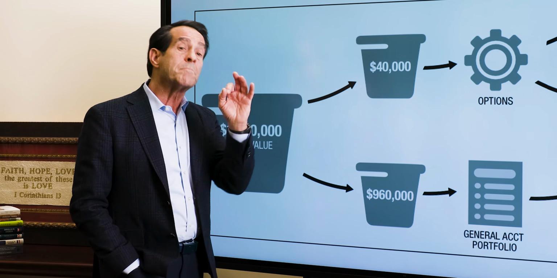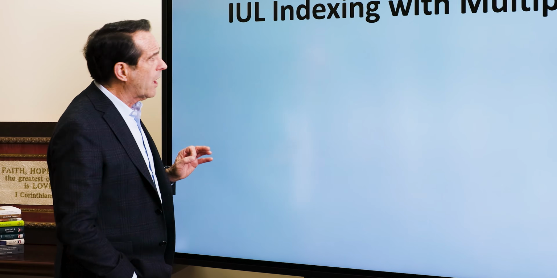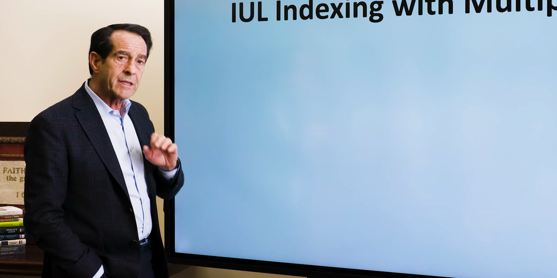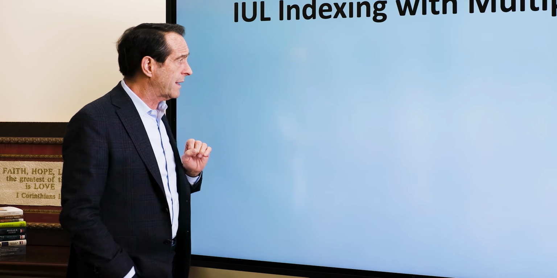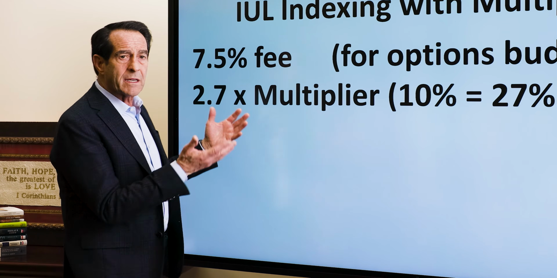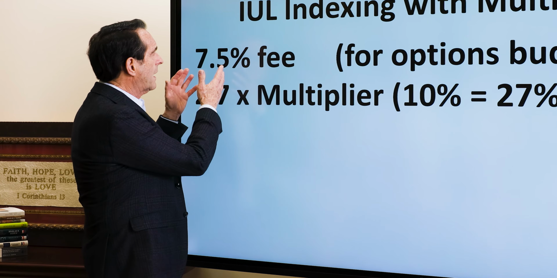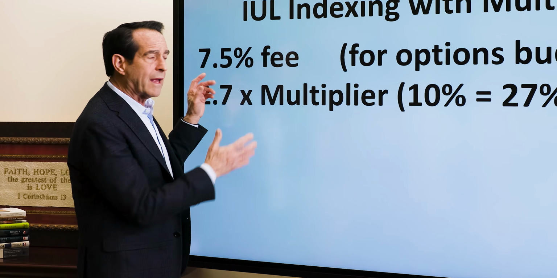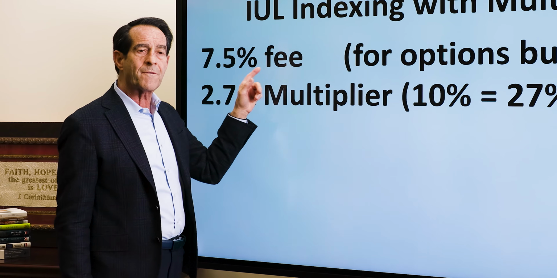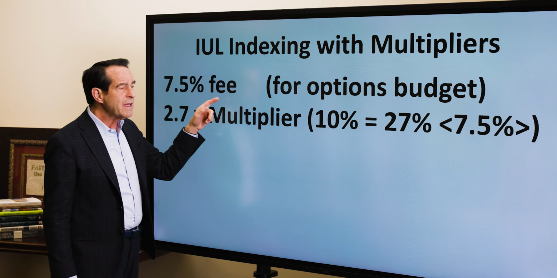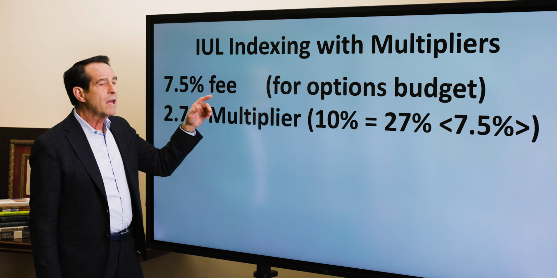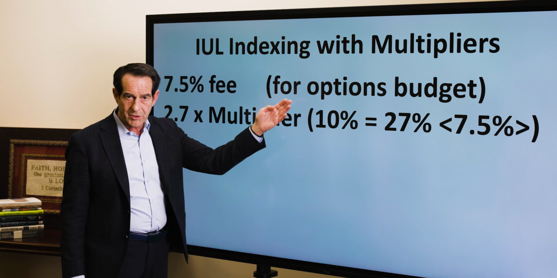Well, then what is a multiplier? So here we go. When you use multipliers, and not all insurance companies offer these, but this particular company, you might choose a multiplier and they will charge a 7.5% fee. Now, what this fee is, this is to fund more in the options budget.